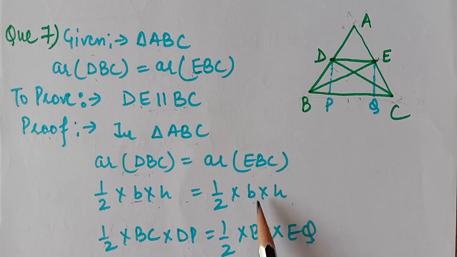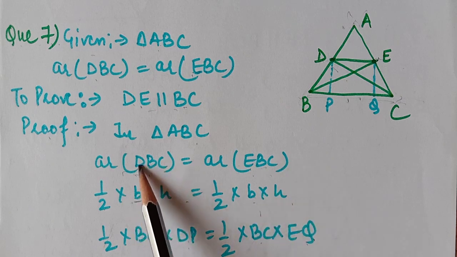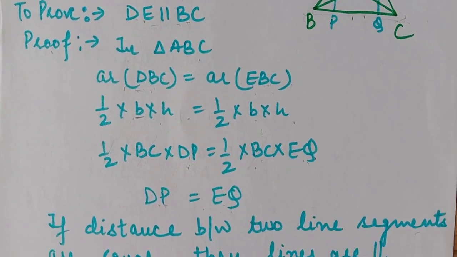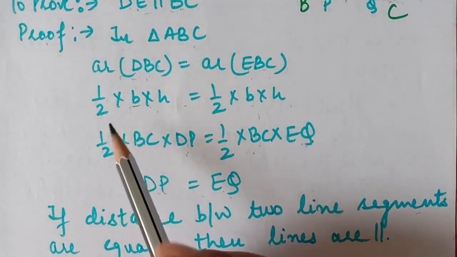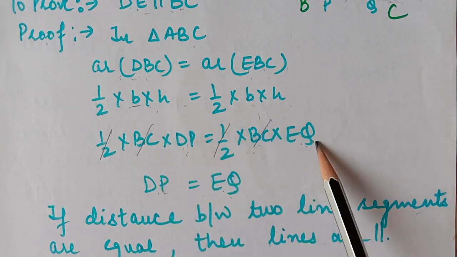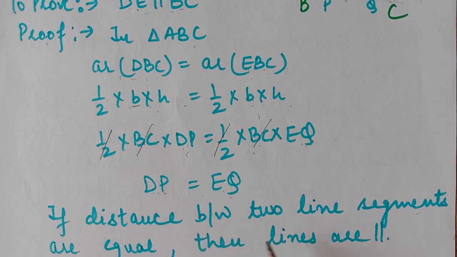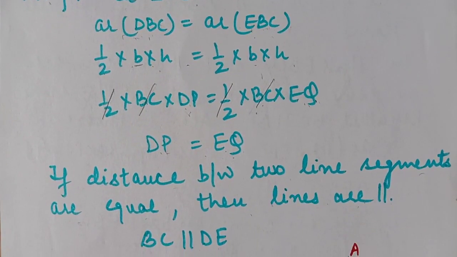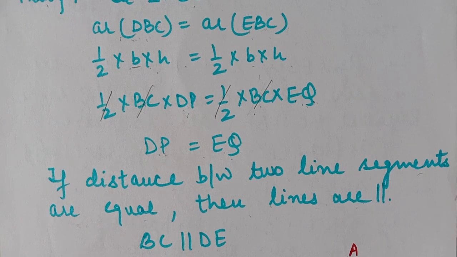It is half into base into height, and this is also half into base into height. In DBC, base is BC and height is DP. In EBC, base is BC and height is EQ. So when we solve this, half is cancelled with half, BC is cancelled with BC, so the remaining parts DP and EQ are equal to each other. If the distances between two line segments are equal, then they are parallel to each other. I have already proved this with the theorem in revision 1. So BC is parallel to DE. This is a very easy question.